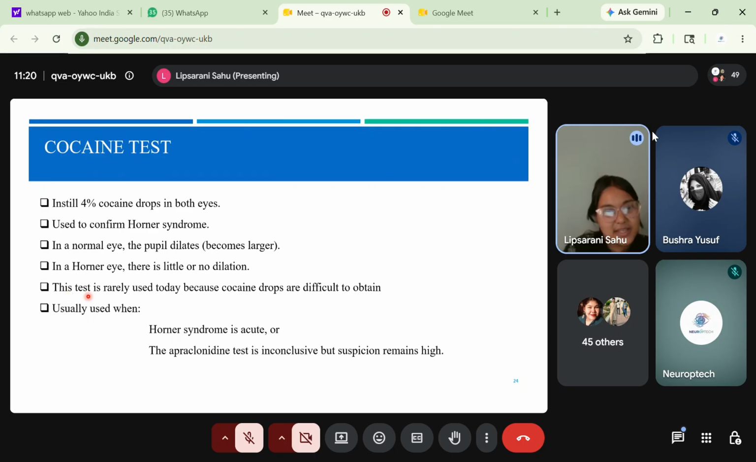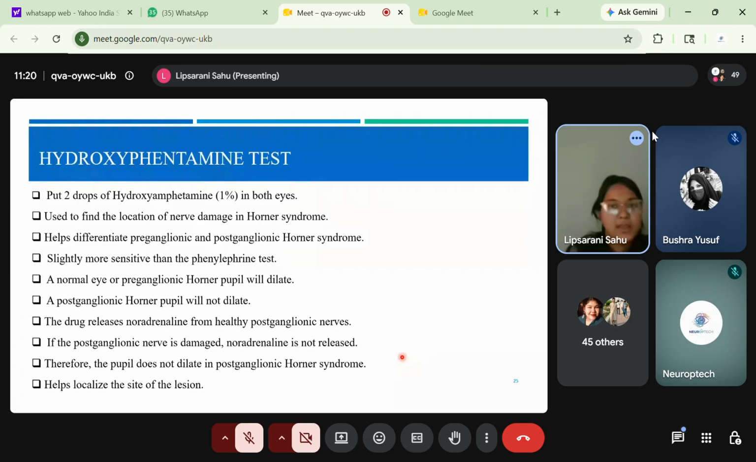This test is rarely used today because cocaine drops are difficult to obtain. Usually it is used when the Horner syndrome is acute, or the apraclonidine test is inconclusive but suspicion remains high. Then let's see about the hydroxyamphetamine test.